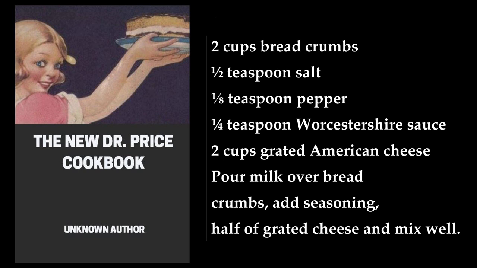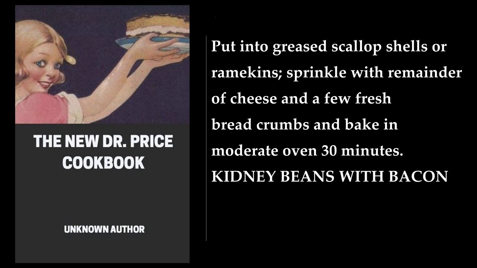Pour milk over bread crumbs, add seasoning, 1/2 of grated cheese and mix well. Put into greased scallop shells or ramekins, sprinkle with remainder of cheese and a few fresh bread crumbs and bake in moderate oven 30 minutes.